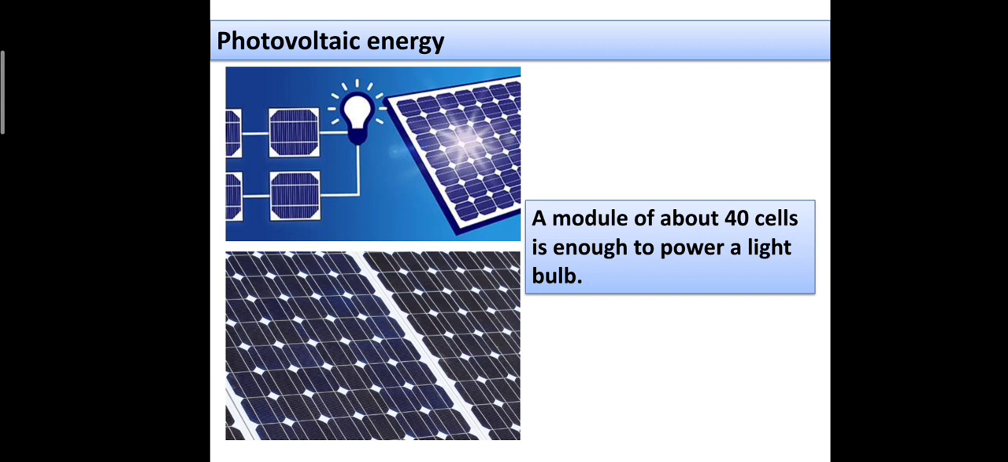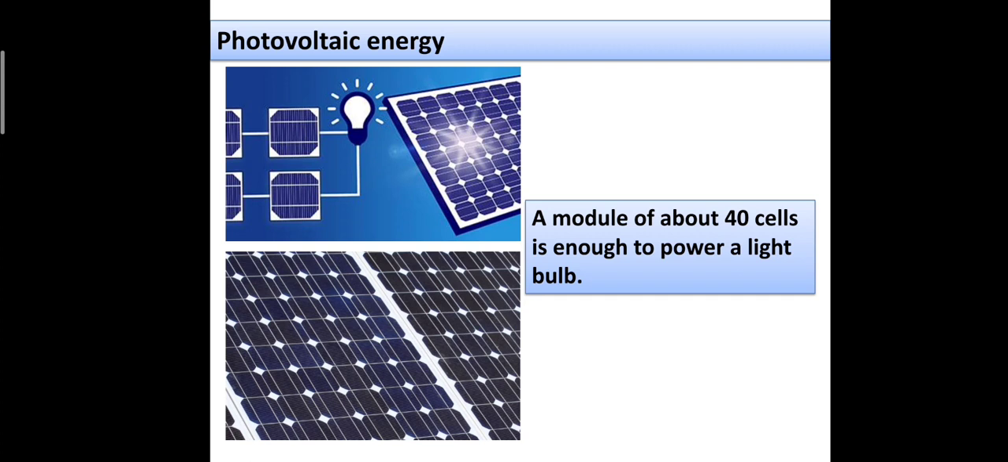And PV cells are wired together to form a module. A module of minimum 40 cells is enough to power a light bulb. Just think about it, only 40 cells, that is enough to light a bulb. So this kind of solar energy we can see anywhere, in our street light also.